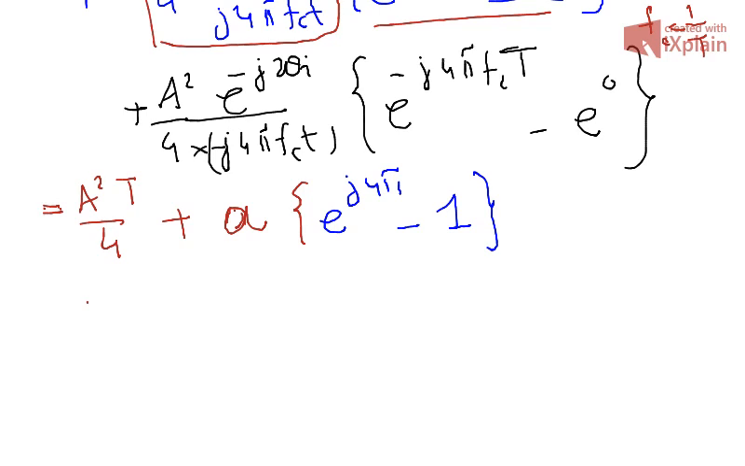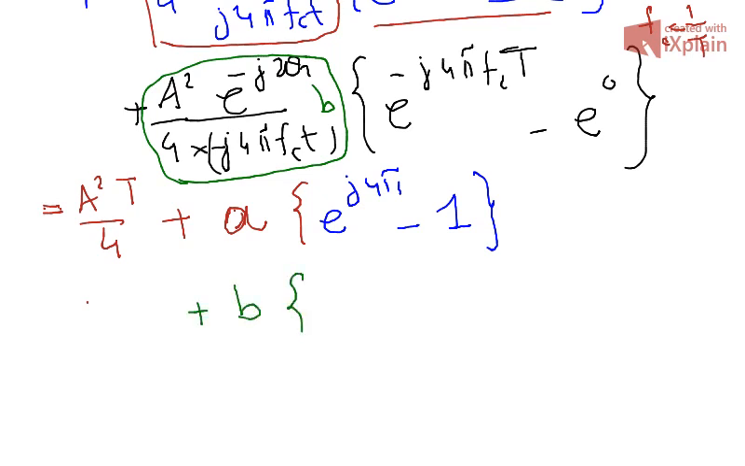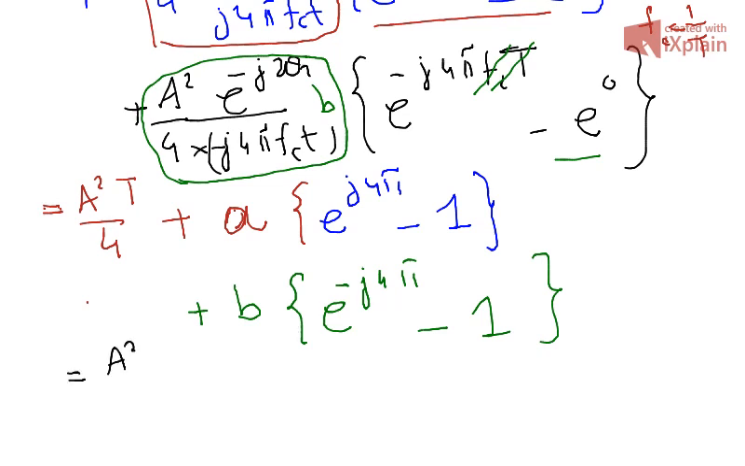Now, from the other integral, let me say this is my B term. So from the third term we have B times this one. Again, f_c and T would cancel. So you would have e raised to the power minus j4π, then you have minus 1 from here. So this is the integration. A squared T over 4, A squared T over 2. I guess this was 2, this was not 4. This is A squared T over 2.